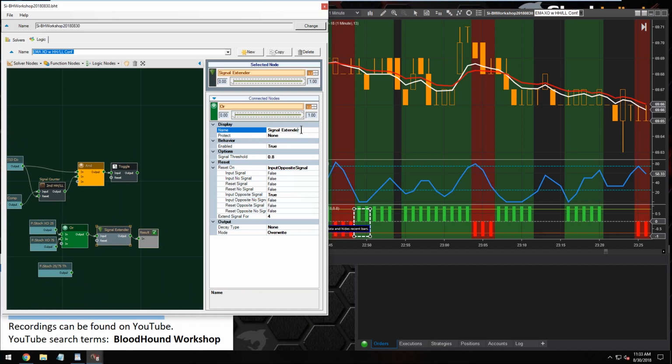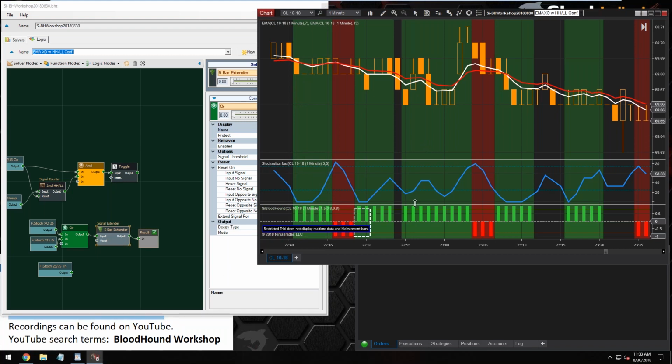And let's give this a name here. So this is basically a 5-bar extender, like so. All right, so we have basically our stochastic component created here.